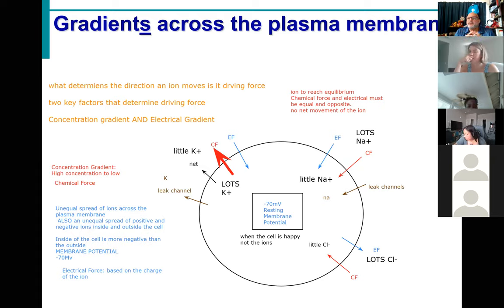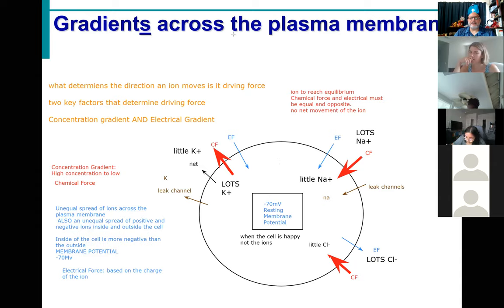Is the chemical force for sodium and chloride not greater than the electric force? Actually, in all cases, great question, the chemical force is indeed greater. But notice in sodium, it doesn't matter because the electrical force and the chemical force are in the same direction. So yes, the chemical forces are typically greater. When you open a chloride channel, chloride comes in. When you open a potassium channel, potassium leaves. When you open a sodium channel, sodium comes in, but both forces for sodium are to come in, so that one really doesn't matter.